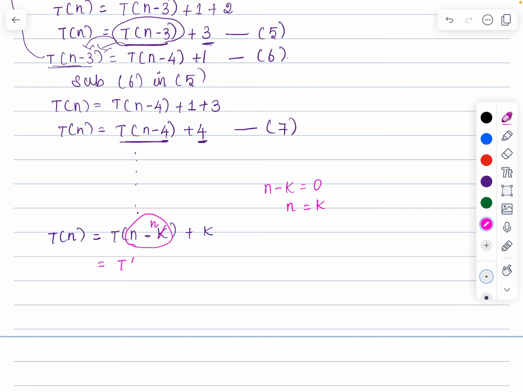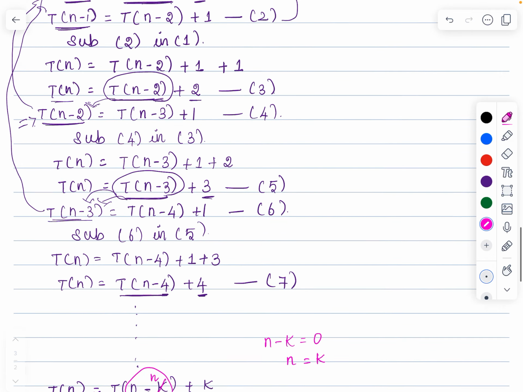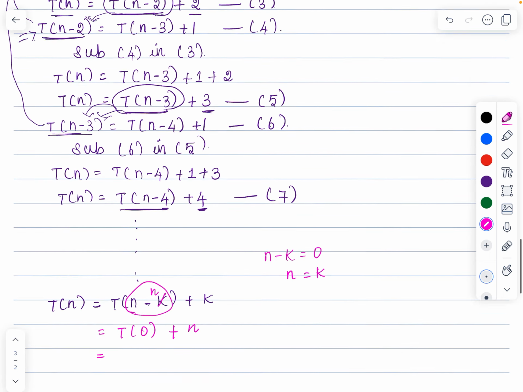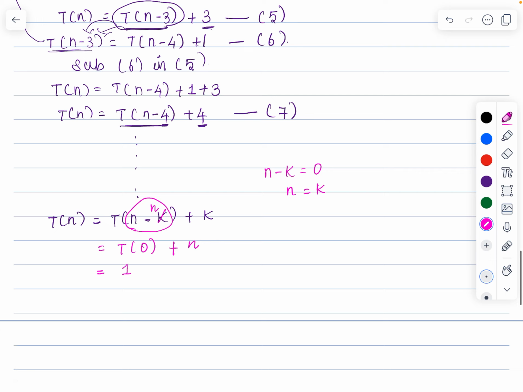For instance, in the place of k I am substituting n, this entire term would become 0. T of 0 plus k equals, in the place of k I am substituting n. You know what T of 0 is, already it has been given in the base case. When n is greater than 0 we follow this equation. When n is equal to 0, the complexity is going to be 1, some constant time. So when we reach the base case, the value is 1 plus you retain this n. So 1 plus n is the final complexity, ignoring the constant. Finally, you retain this n, which is going to be the final complexity for the given recurrence relation.